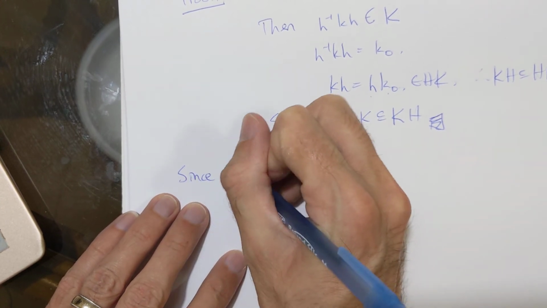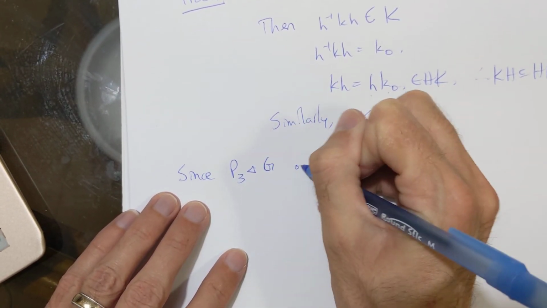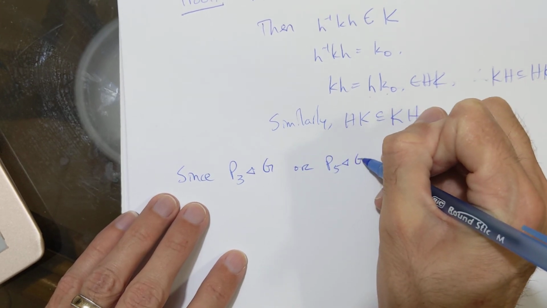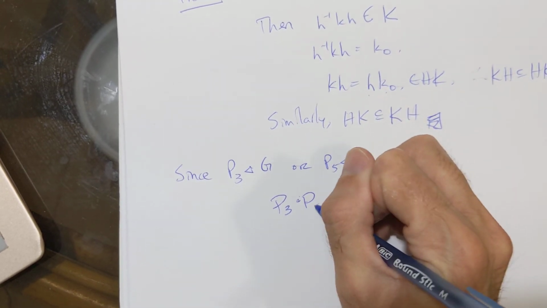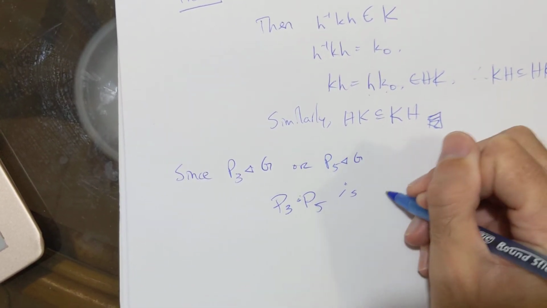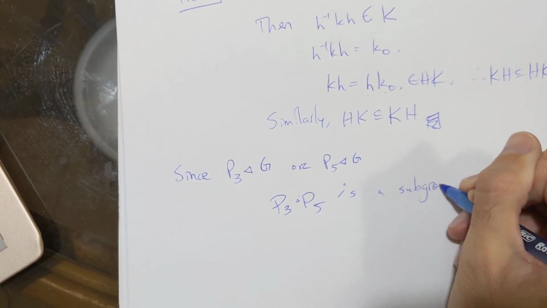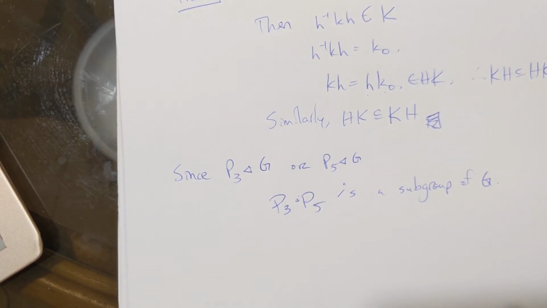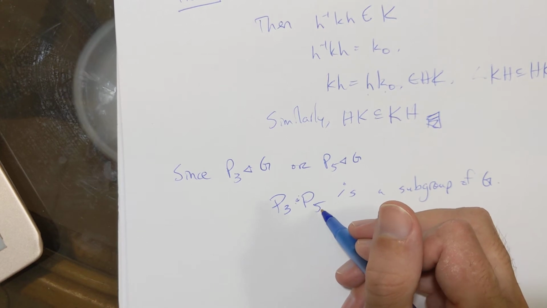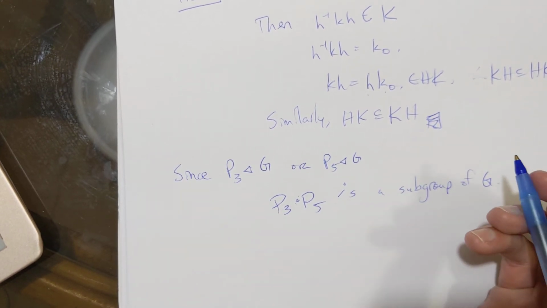In particular, so back to our example now. Since P3 is normal in G, or P5 is normal in G, one of the two is true, P3 times P5 is a subgroup of G. Now what is going on with this subgroup? It has just the set P3 times P5 has at most 15 elements.